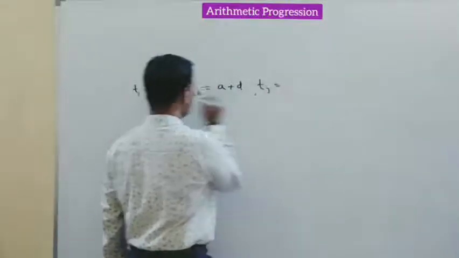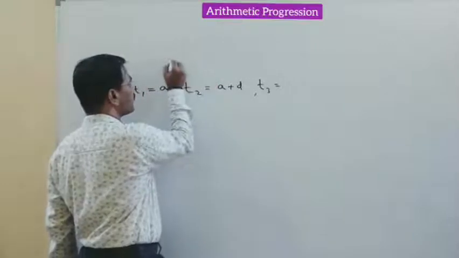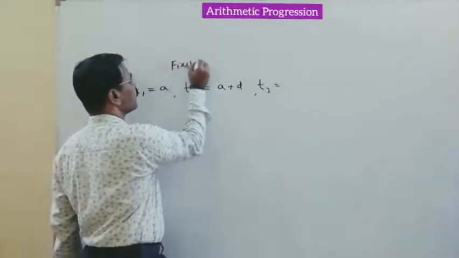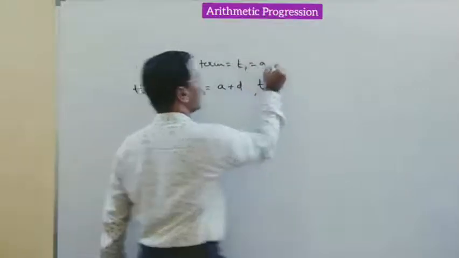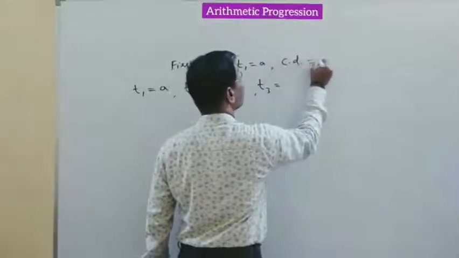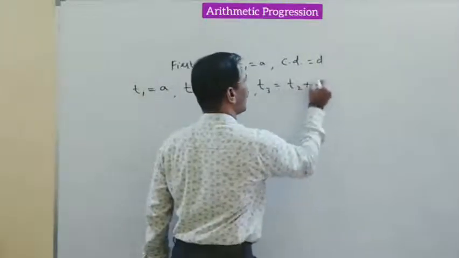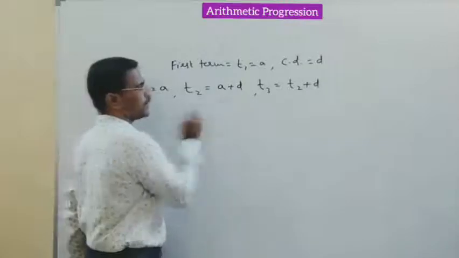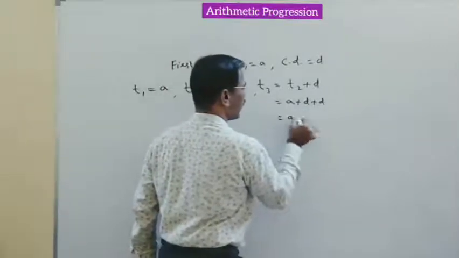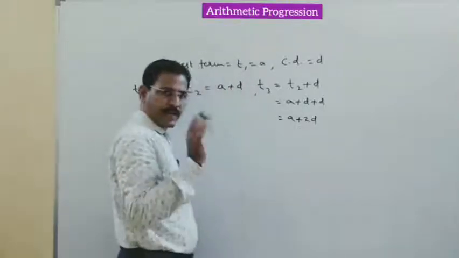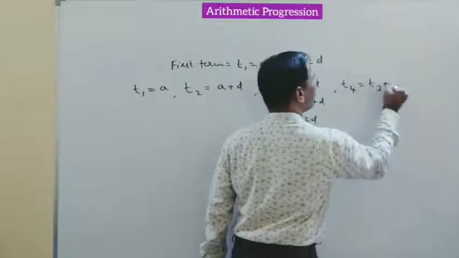Again, the third term, that will come, that common difference. See here, the first term, T1, is A, and the common difference is D. That common difference we are going to add to the second term. That will come here A plus D plus D. So what do we get here? A plus 2D.